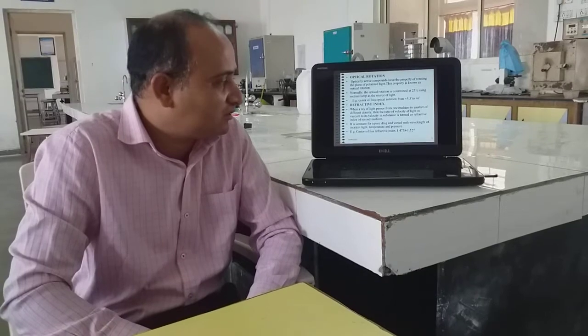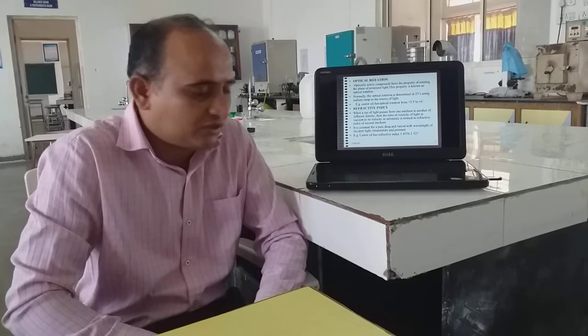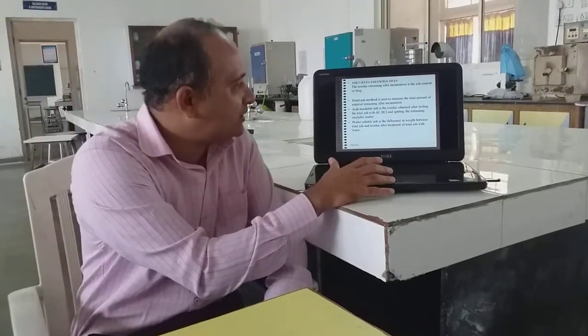Next one, refractive index: when a ray of light passes from one medium to another medium, it deviates from its original path, and that is the refractive index. For judging the refractive index, we generally use the refractometer. We can take the example of castor oil, which has a refractive index of 1.4758 to 1.527. So it is one of the judging parameters. Then ash value and extractable matter.